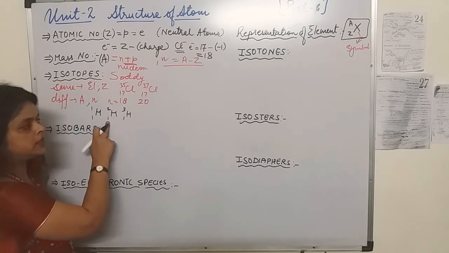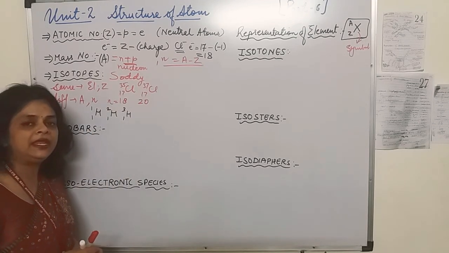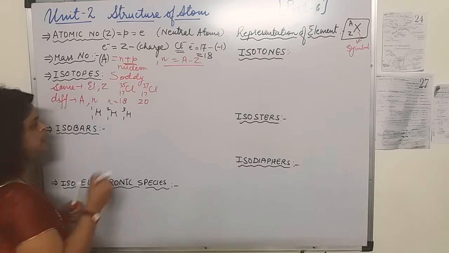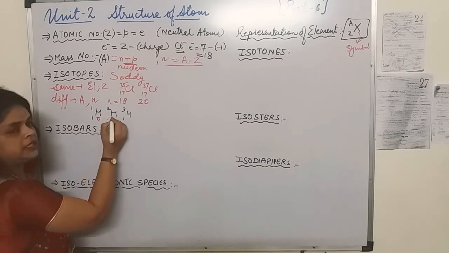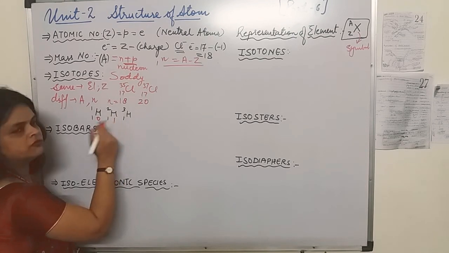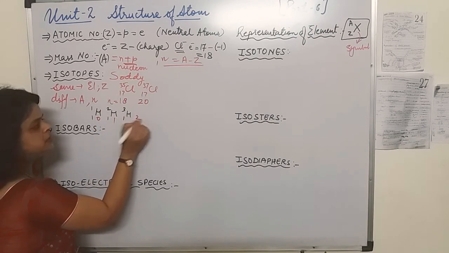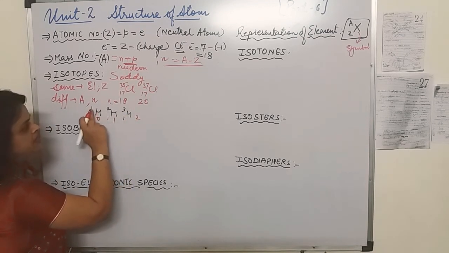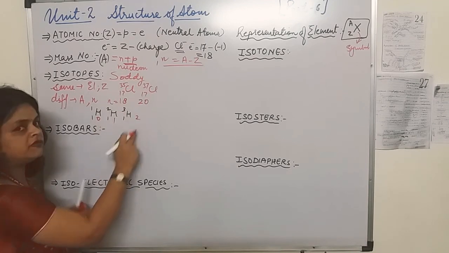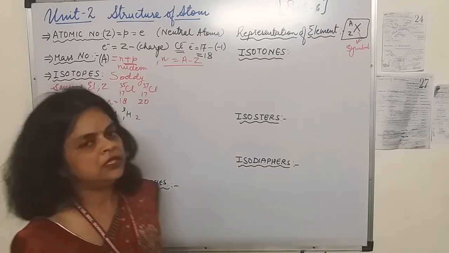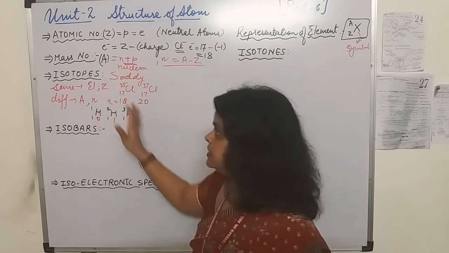If you calculate n, what is the value of n in the case of protium? It is 0. In the case of deuterium, 1, the difference of the two, and in the case of tritium it is 2. So you can say they have different mass numbers and different numbers of neutrons. Okay, so in this way you can practice different examples.